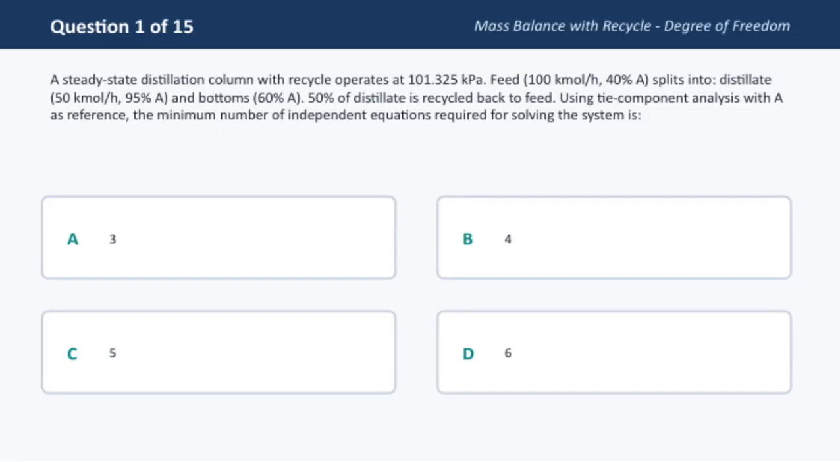Let's look at a steady-state distillation column operating at atmospheric pressure. The feed is 100 kmol per hour, with 40% component A. It splits into a distillate and bottoms, with the distillate being 95% A, and the bottoms 60% A. Half of the distillate is recycled back to the feed. Our task is to find the minimum number of independent equations needed to solve this system, using component A as our reference. This sets the stage for understanding mass balances with recycle streams.